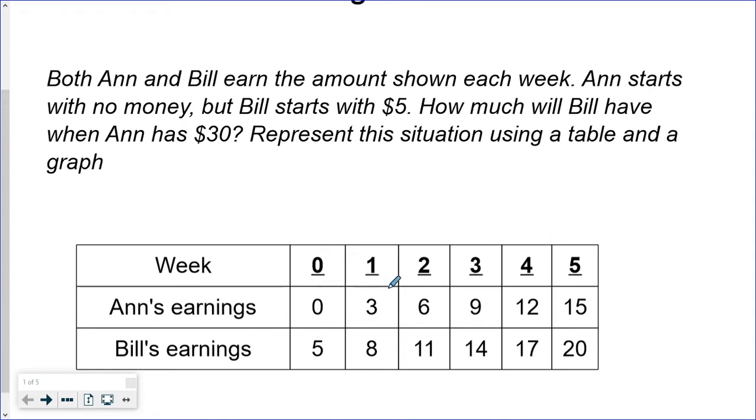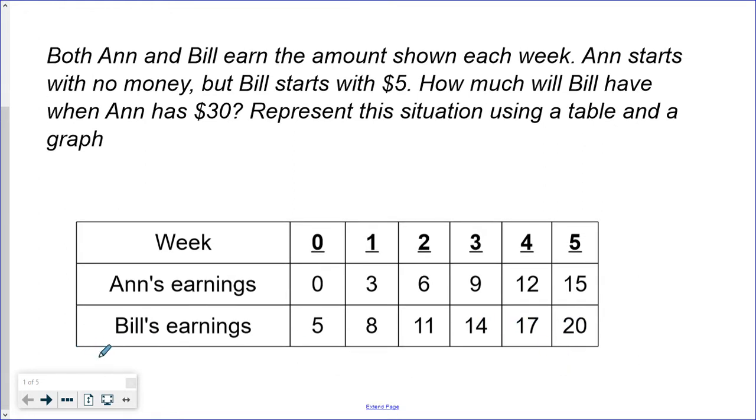After the first week, you notice that Ann has $3 and Bill now has $8. After the second week, Ann's got $6 and Bill has $11. At the end of the third week, Ann has $9, Bill has $14. You're noticing that Bill is always going to have more money because he started with more money. And you should notice that both of them are earning $3 each week. Ann made $3 and made another $3, made another $3. Bill is also making $3, except his numbers are different because he started with $5. These are all cumulative totals from the previous weeks.